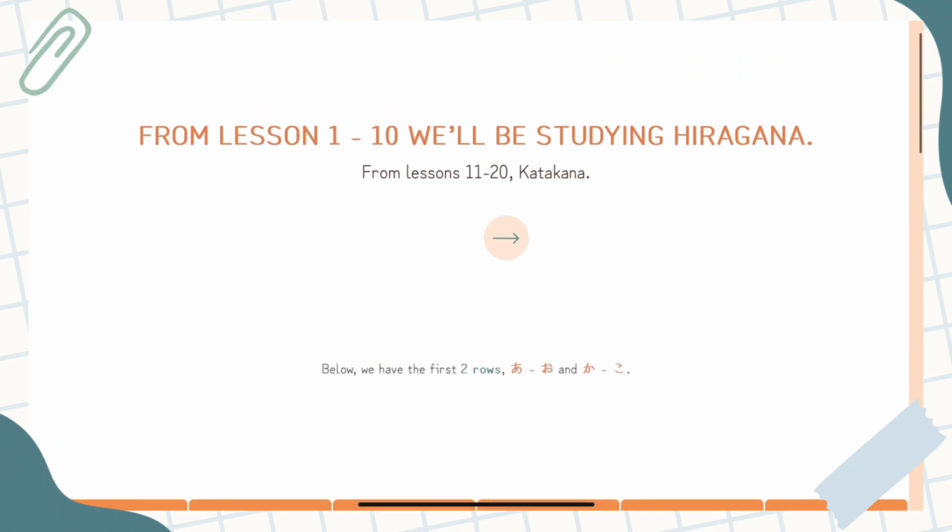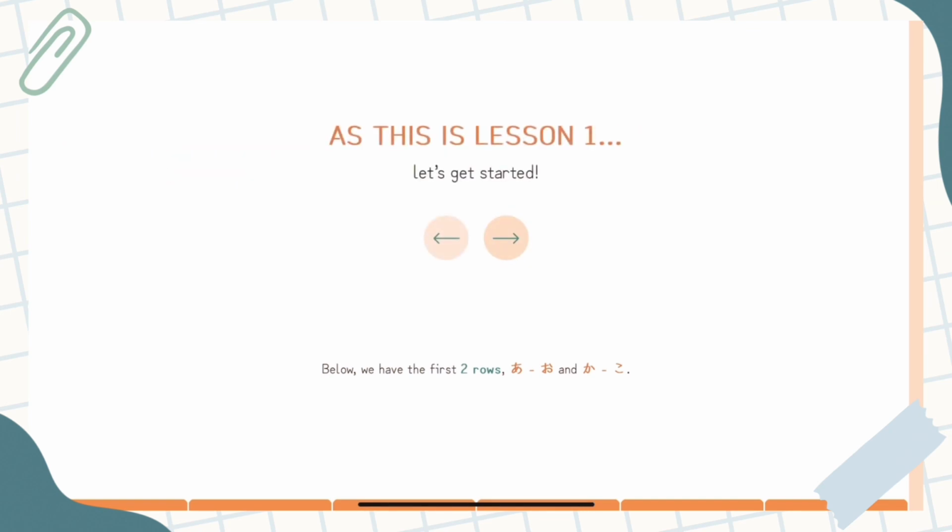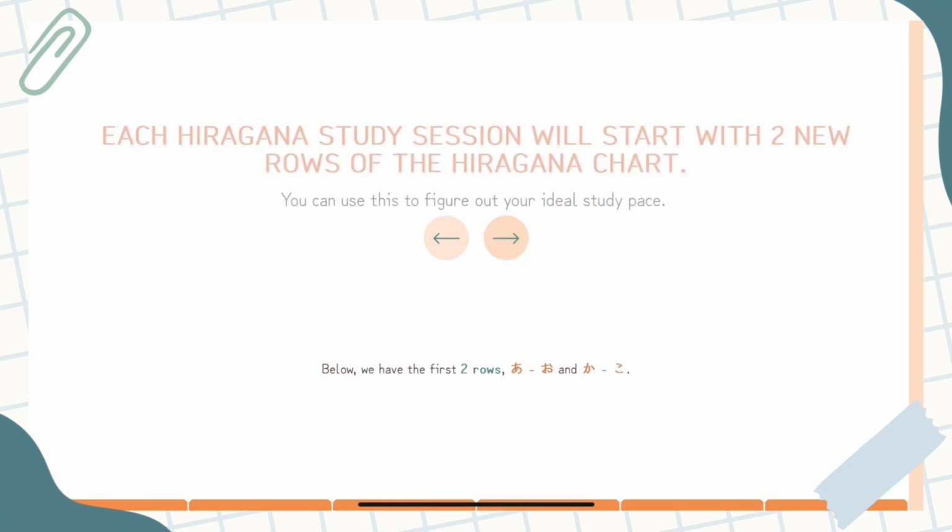Okay, from lesson 1 to... I'm going to go over this very, very quickly. So from lessons 1 to 10, we study hiragana. From lessons 11 to 20, katakana. Hiragana is a tiny bit more important, so we put that first. As this is lesson 1, let's get started.